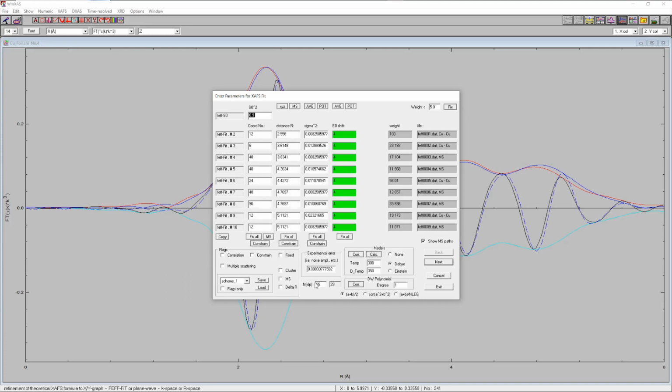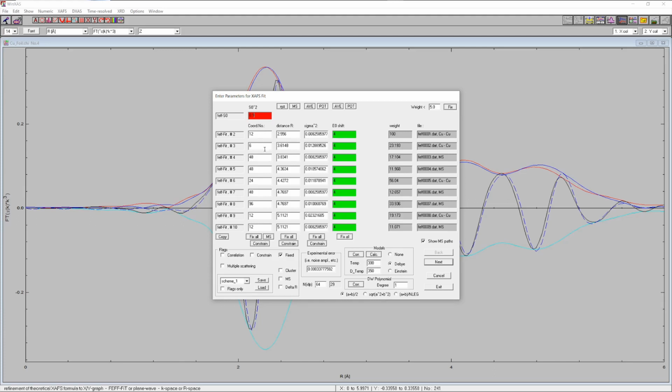parameters in the refinement. We have a total number of 29 independent parameters calculated based on the Nyquist theorem, and currently we have a total of 65 free running parameters in the refinement. So we significantly need to reduce this number. Well, first of all, we can of course fix the amplitude reduction factor. And now we have coordination number, distance, and the Debye-Waller factors.